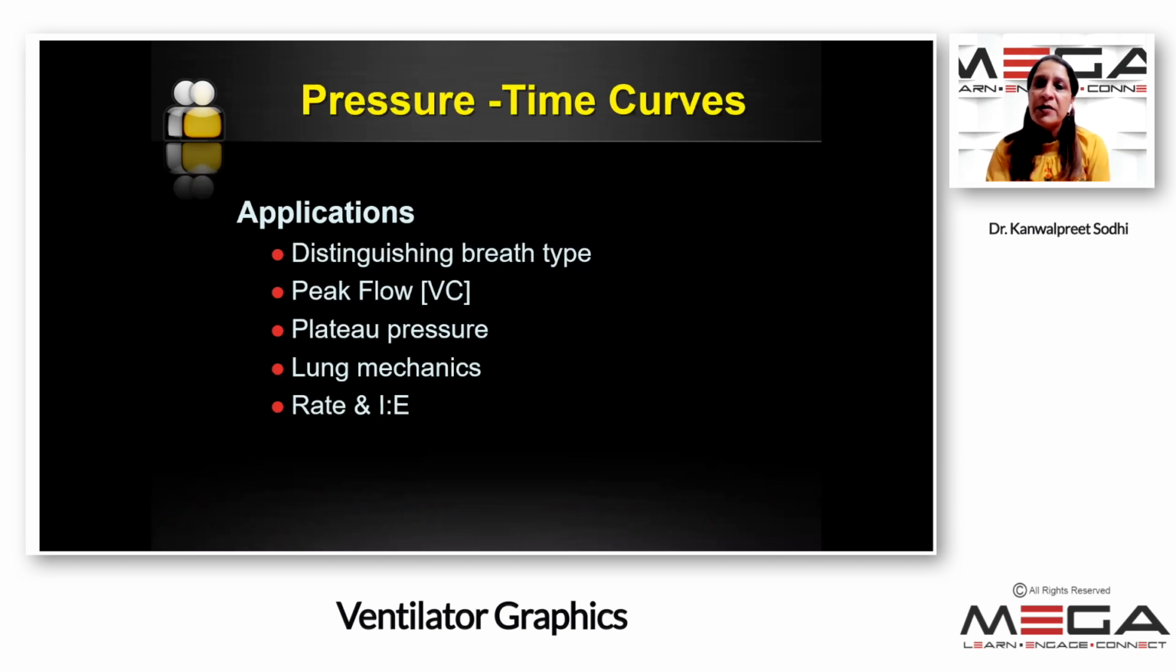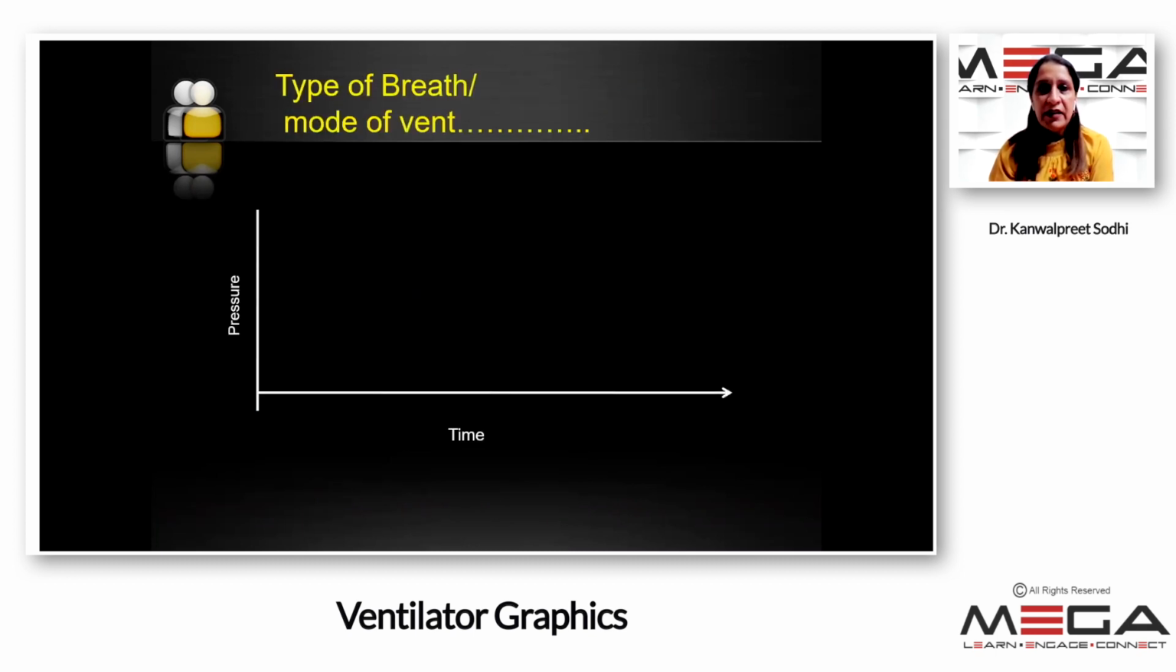So now, how can these pressure time curves be applied clinically? This is what we ought to know and what we are going to use day in, day out. The applications: they can be used to distinguish the breath type. We can use it to set the flow rates, the plateau pressures, we can understand the lung mechanics, and we can look at the rates we have set, whether they are adequate or we need to increase or decrease the respiratory rate set on the ventilator.